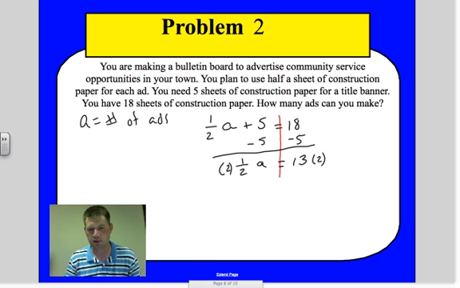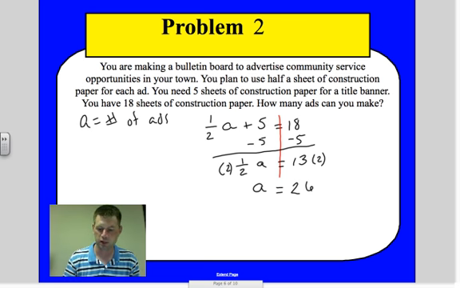2 times a half makes a whole. So the 2's are going to cancel, leaving me with 13 times 2, 26. And again, go ahead and check that work, and I'll see what you did. I want to see that check on your notes.